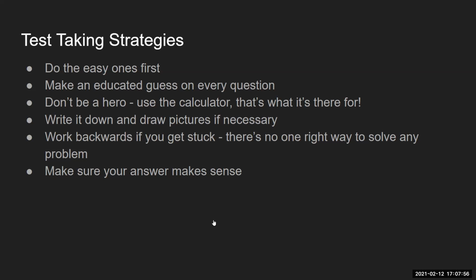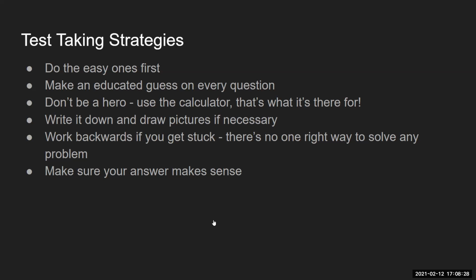Don't be a hero, use a calculator. It's what it's there for. I think sometimes in times of stress, we feel like we have to write it all down, or do things in our head. Don't do things in your head if you don't have to. Don't convert a fraction to a decimal using long division. I know you know how to do it, but it's time that you don't have. It's time you could be spending on a different step on a different problem. So use your calculator. It is exactly what it's there for.